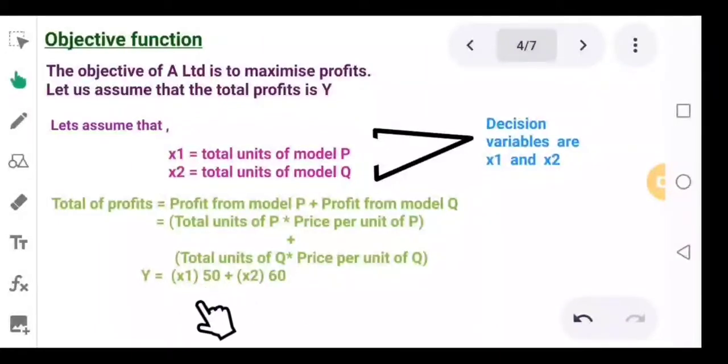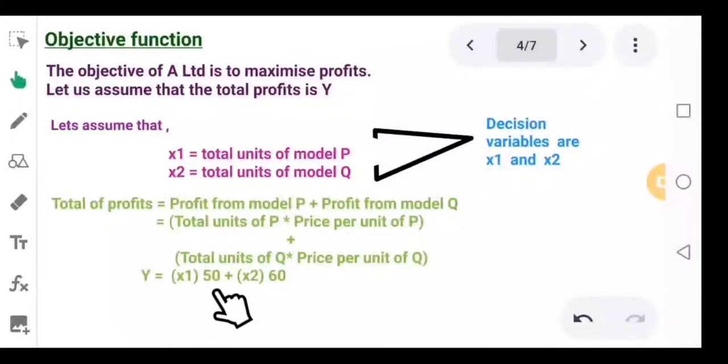This X1 and this X2 are called decision variables, because see, our aim is what? Our aim is to maximize profits. And how do you maximize profits? See, this is the formula of profit, right? So the total profit is equal to all these things. This is what we found. That's how we arrived at this equation, right? So your profit is equal to X1 into 50 plus X2 into 60.